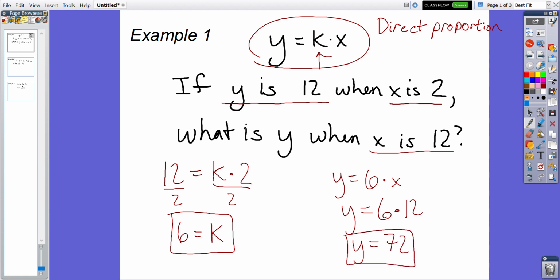So there's one example of how we can apply a literal equation in a direct proportion problem. Next example, we'll talk about how we can use literal equations to solve and simplify fractions. Take a look at that video whenever you get a chance to.